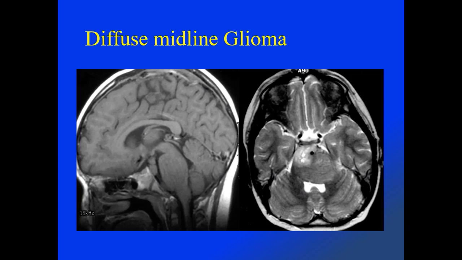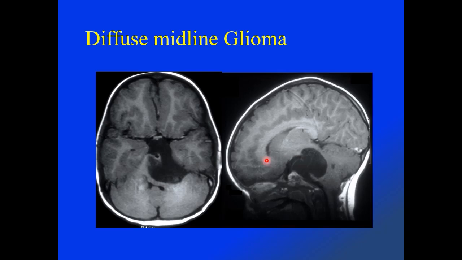Here is a T1 weighted sagittal image demonstrating an enlarged pons with areas of heterogeneous signal intensity, with part of the tumor demonstrating hyperintensity, whereas part of the tumor demonstrates isointensity, and the tumor encases the mid-basilar artery.